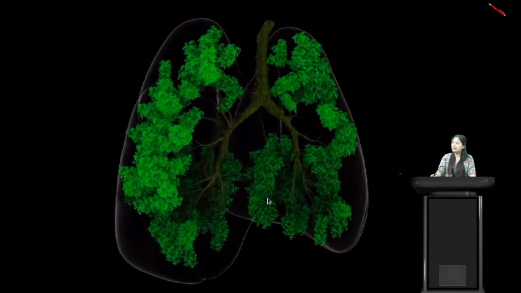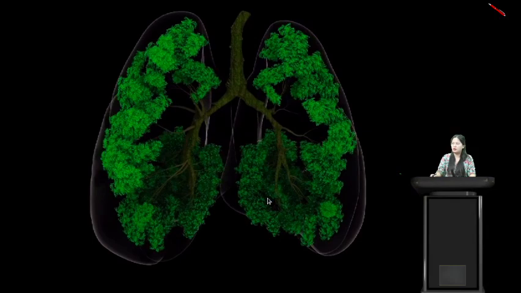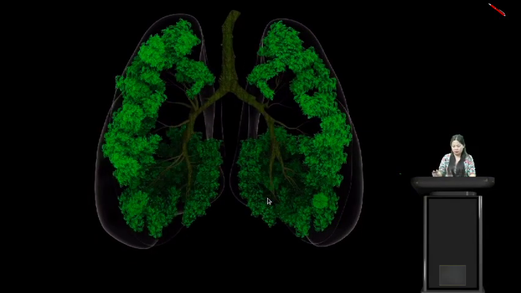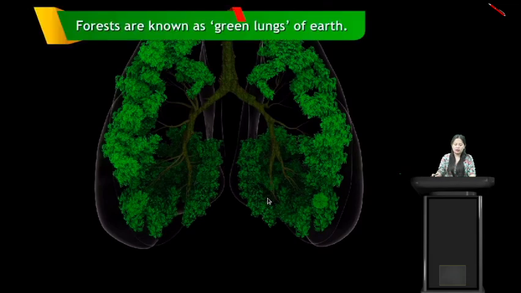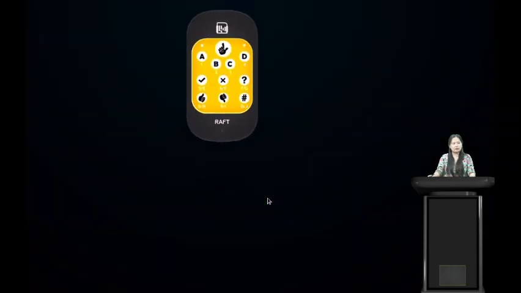Here we see a branch of a tree in the shape of lungs. Yes, students. So here, forests are known as green lungs of earth, because the trees produce oxygen, and we need oxygen to breathe. Yes, students. So the trees in the forest take in carbon dioxide and they give oxygen. So because of the trees present in the forest, we are able to breathe because they provide oxygen. Alright, students, we have another question.